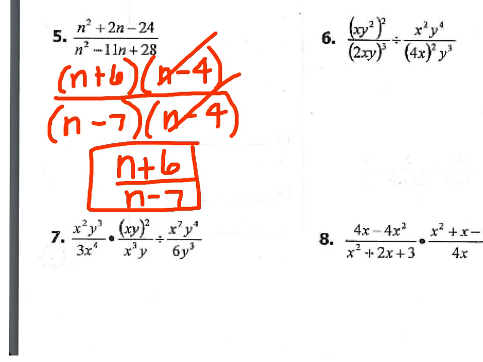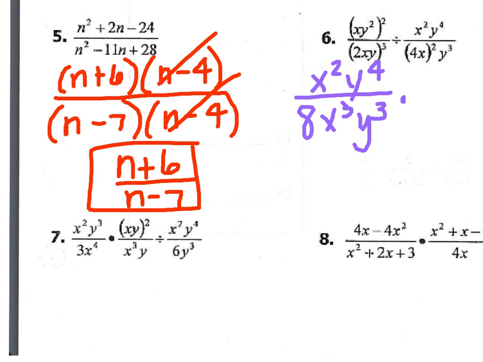Okay, number 6, this is the first time I am dealing with this division sign. We know all division means is multiplying by the reciprocal. So I'm going to write this as x squared y to the 4th over 8x cubed y cubed times, and I'm going to do two things at once here.